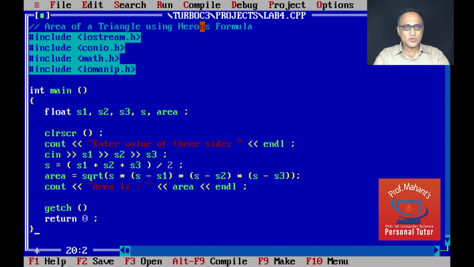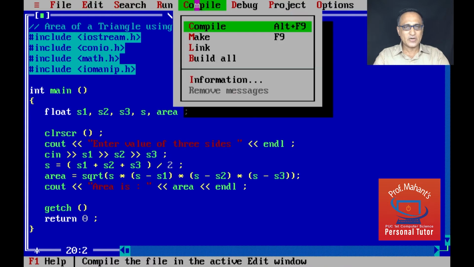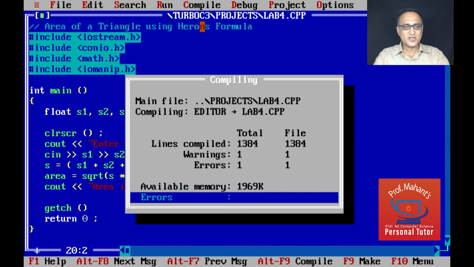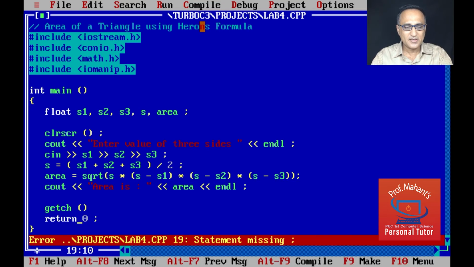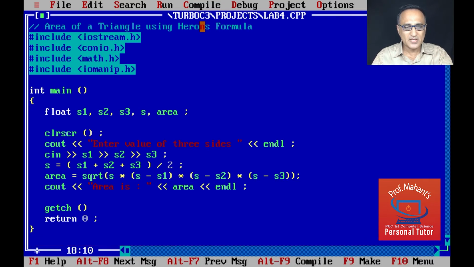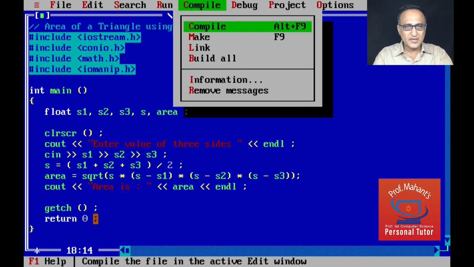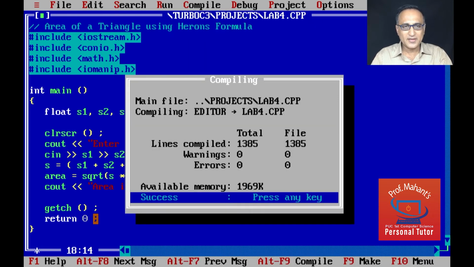So let's first try to compile this program and see if there are any typing errors. As usual, I have made typing errors. So let's see what this is. I'm missing a semicolon on a particular line, which is line number 19. It's not showing me the exact line; it is showing me the line above. Now I think this was the only error. Let me try compiling it now. Yeah, all the errors have gone.